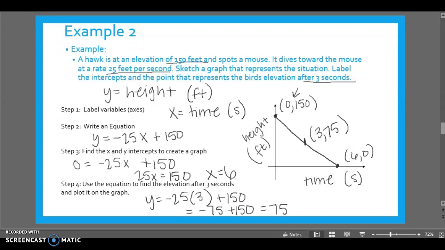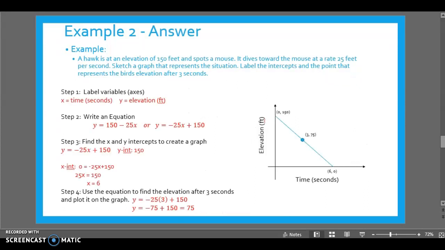So let's go ahead and look at a little bit easier way here. Okay, so label variables. X is time. It's always time is x, and then y is height or elevation. Write an equation. So you can write it like this. You can write it as 150 minus 25x or negative 25x plus 150. It doesn't really matter.